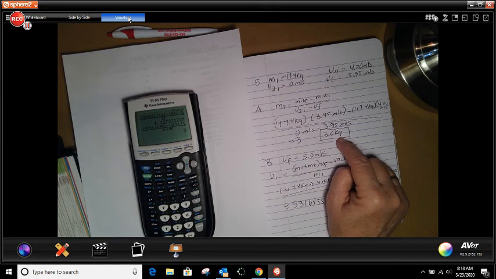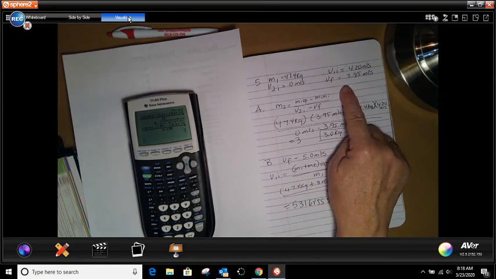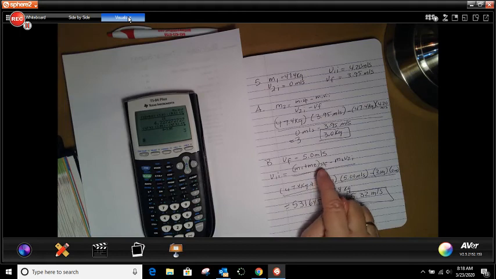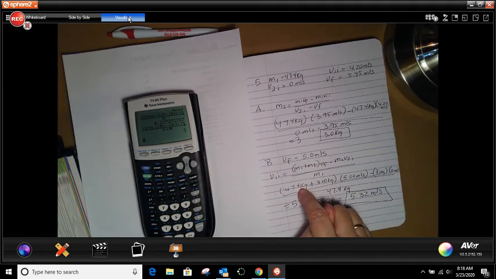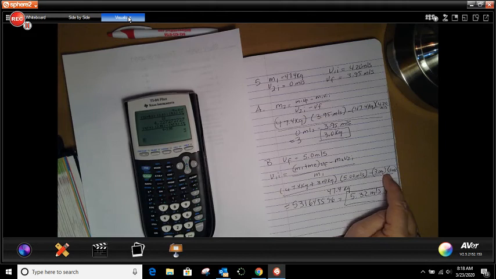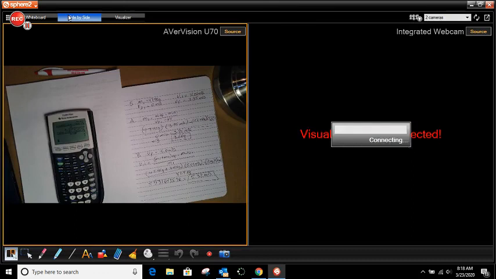The next question asks us, how fast would the student have had to jump to have a final speed of 5 meters per second? Well, now we want to change our velocity final from 3.95 to 5.0 meters per second. So we're going to take mass 1 plus mass 2. So here we go again. Mass 1 plus mass 2 times velocity final, subtract mass 2 times velocity 2 initial over mass 1, and we should get 5.32.